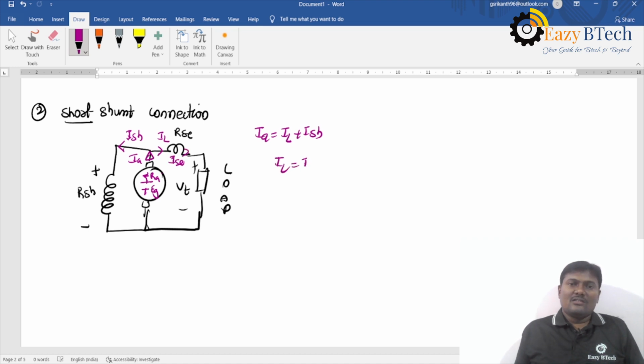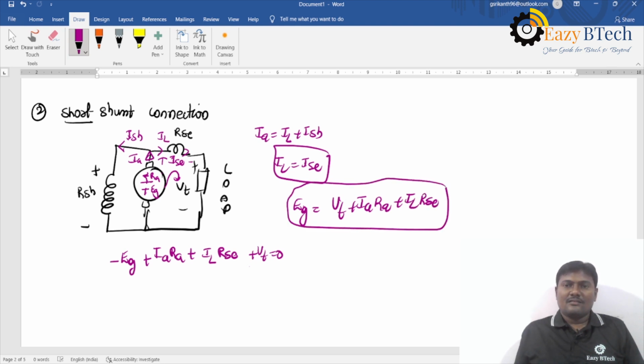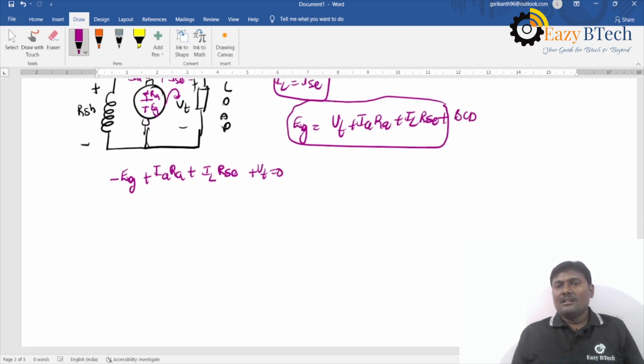IA is equal to IL plus ISH, if you observe, and this consists of the series current. So IL is equal to IS. You can remember this one. So again you can apply the KVL to this loop. Minus EG plus IARA plus IL into RSC, this is plus and minus, plus VT is equal to 0. So EG is equal to VT plus IARA plus IL into RSC, plus brush contact drop BC is also there.